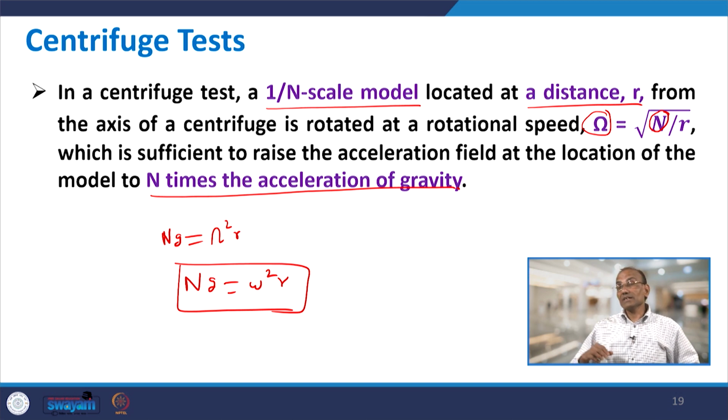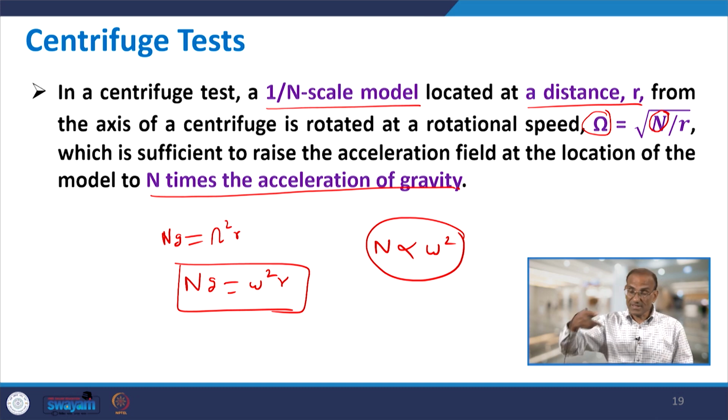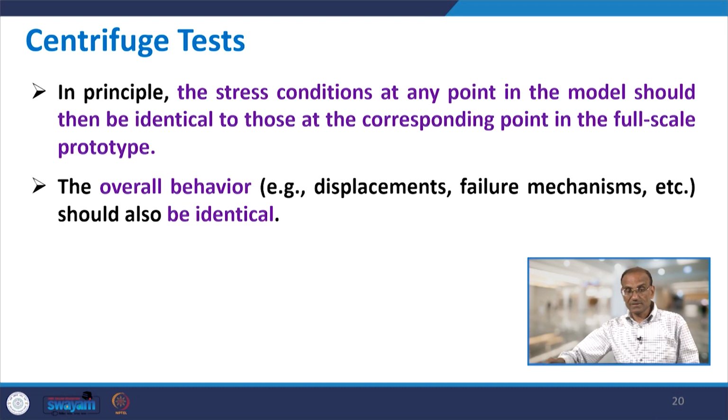So, that means if you want to get a higher value of n, then either you need to increase the lever arm or you need to increase the speed. Normally, once you design a centrifuge, the value of the lever arm becomes fixed. As a result, when I increase the value of omega, n is going to increase. So, the n which you get will be proportional to omega square, the square of the angular frequency of rotation, where the angular frequency is the speed at which the centrifuge rotates.